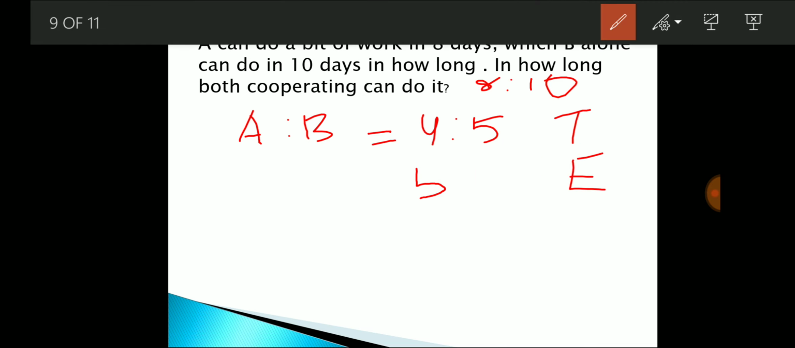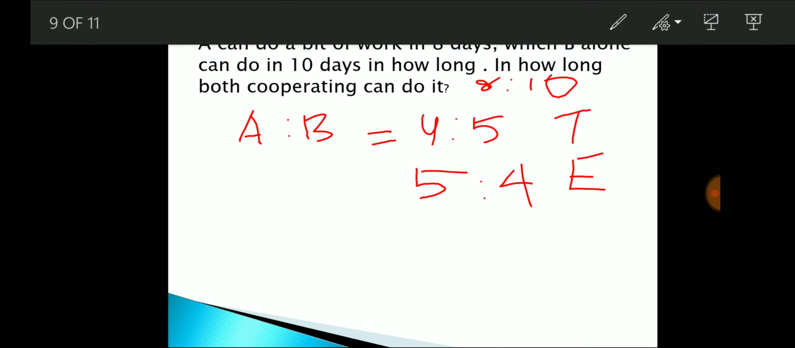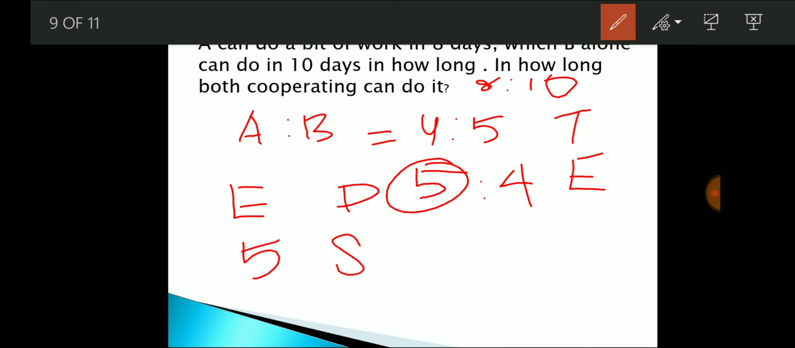Efficiency is nothing but 5 is to 4. The question right now is how long both cooperating can do the work. So something which is given here is A can do a job in 8 days, with 5 as the efficiency. A's efficiency is 5, he can finish the work in 8 days. Both working together, the efficiency is going to be 5 plus 4 is 9. 9 is the efficiency. How long will it take?